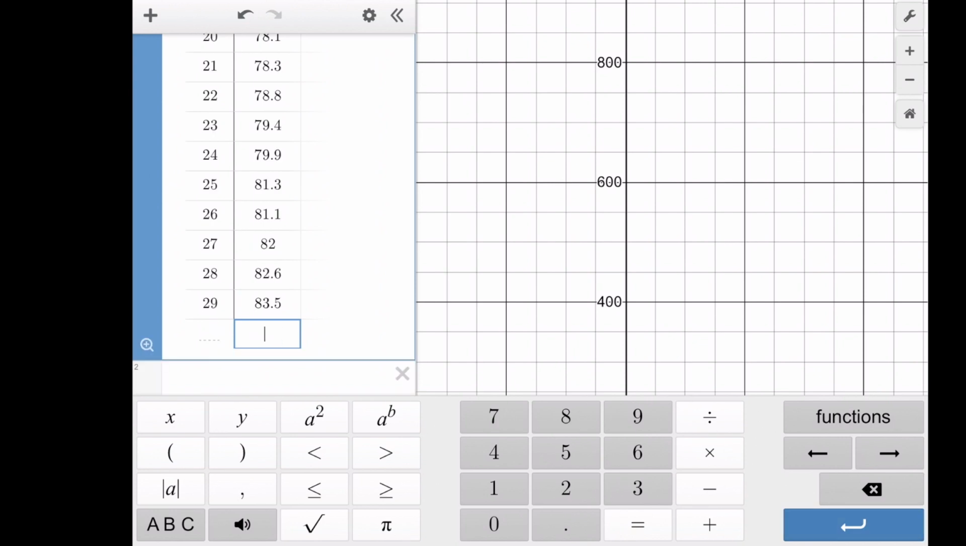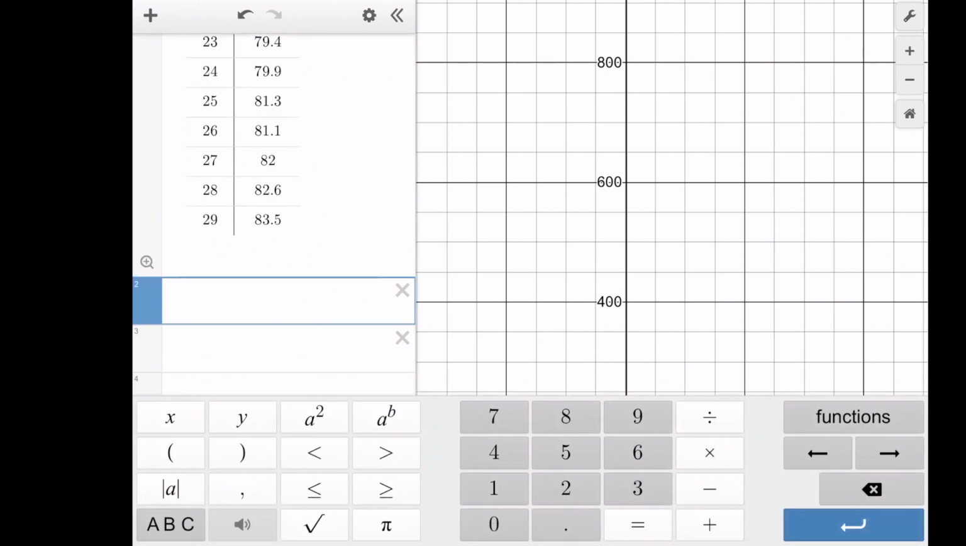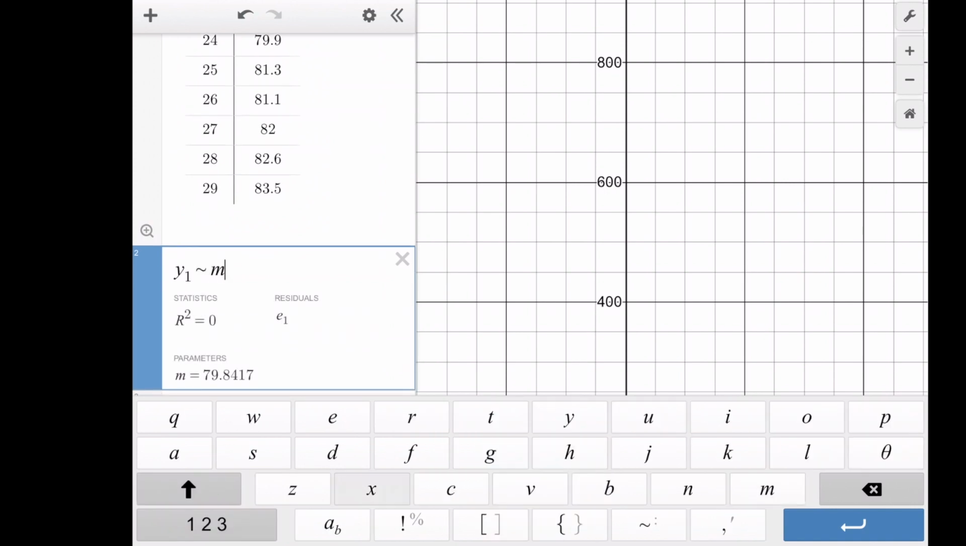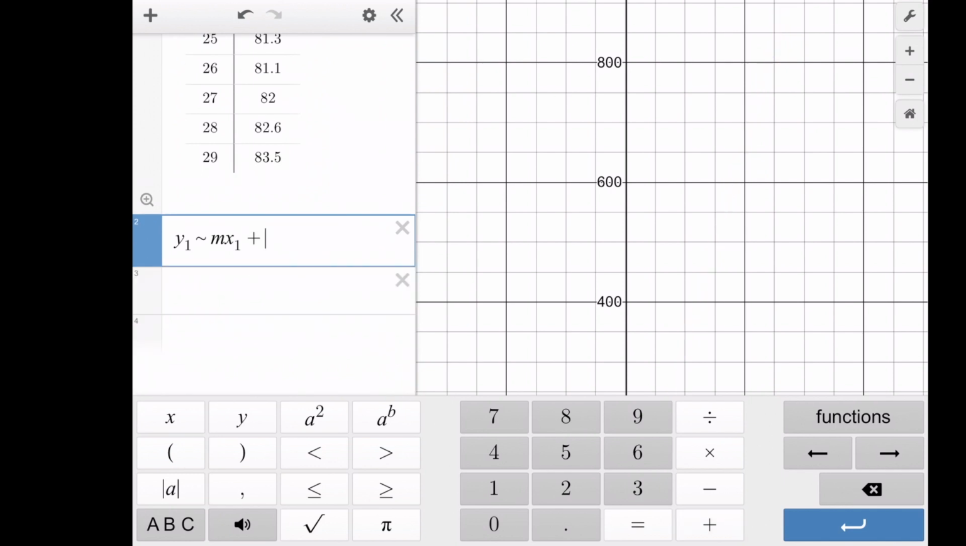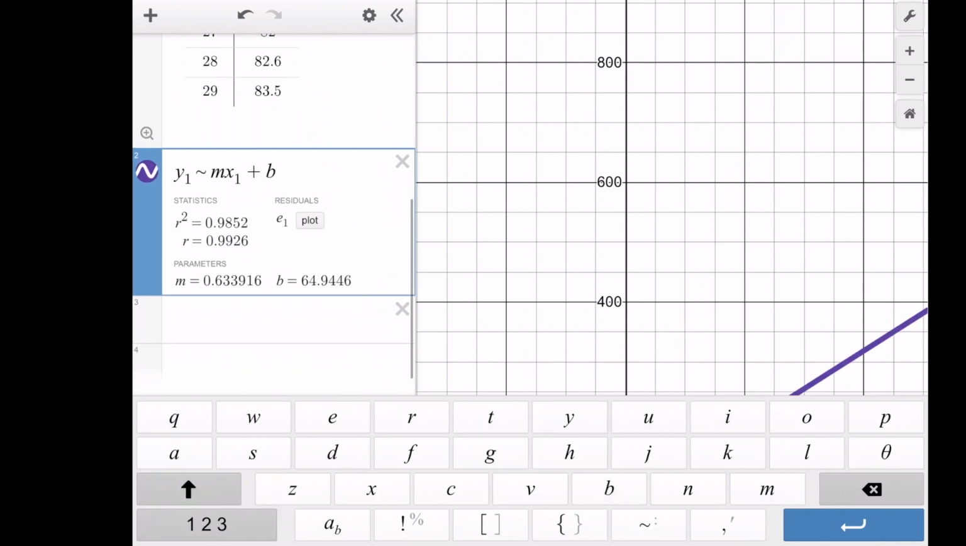So, there we go. So now I'm going to come up. I'm going to ask the calculator to give me the equation, a linear equation, just like we've done previously. Okay, so here I have the linear equation. Now this is the part that is definitely different.